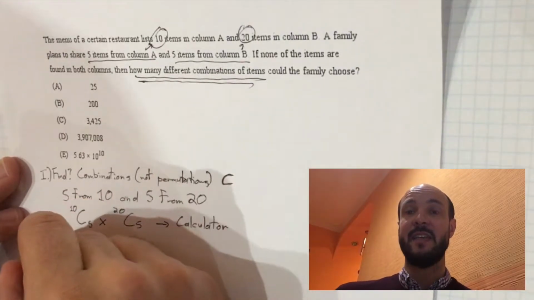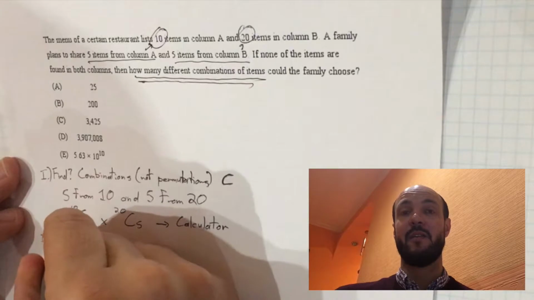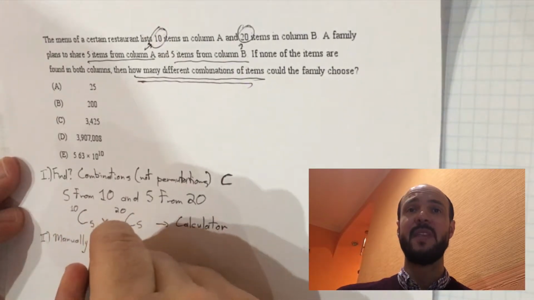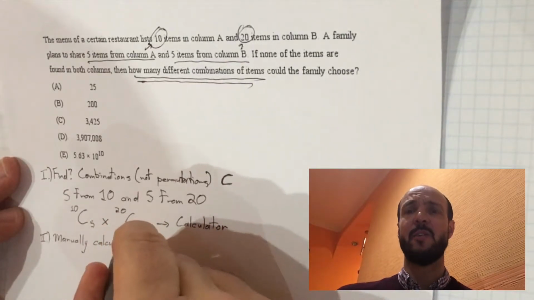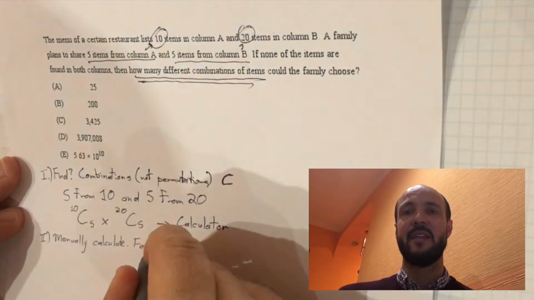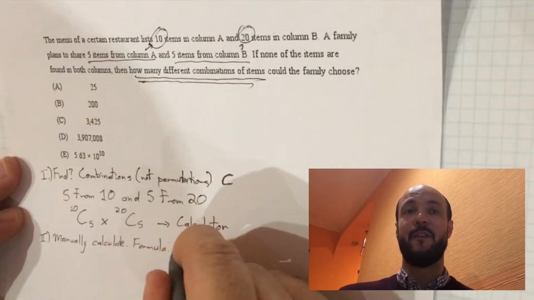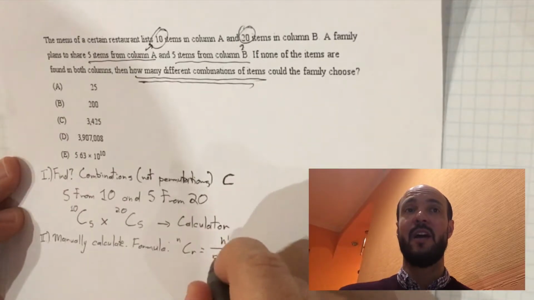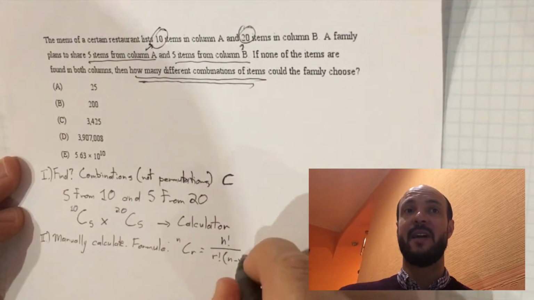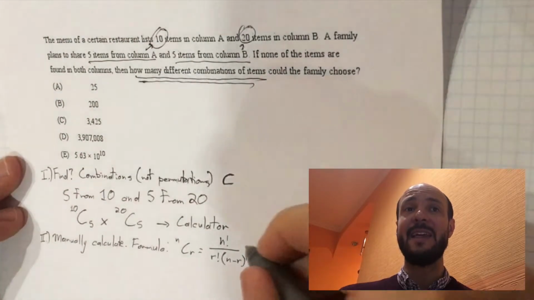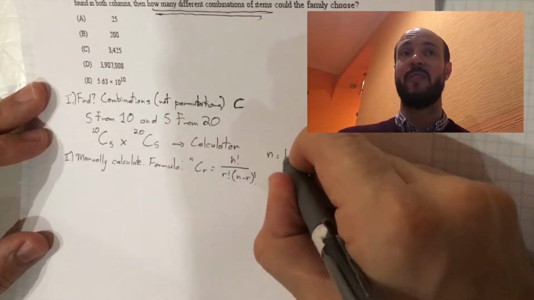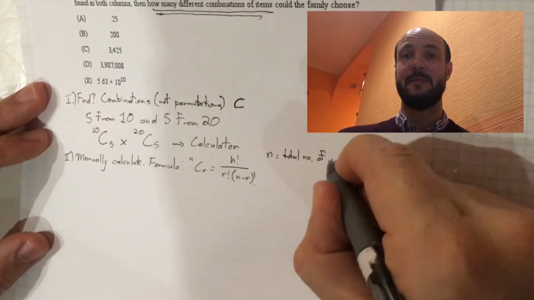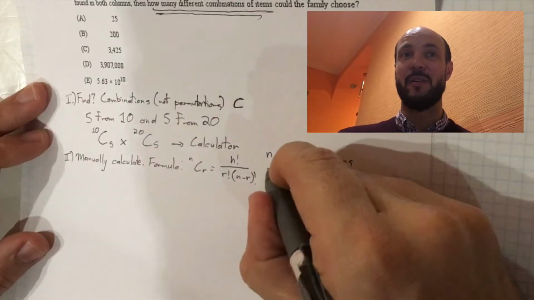If we don't know where it is, it's not a problem. We have a formula for combinations. We can rewrite this using the standard formula, which should be memorized. We can explain elsewhere where it's derived from. The formula is that NCR is equal to N factorial over R factorial times N minus R factorial. N is the total number of items that we're selecting from, and R is the number of items selected. And of course, we also have a factorial button on our calculator.